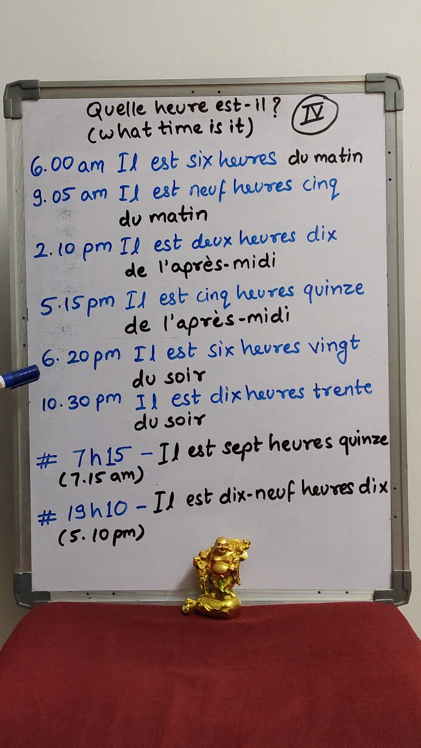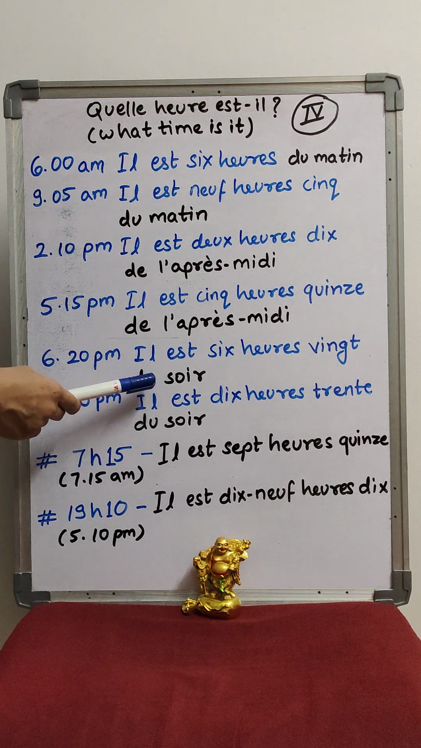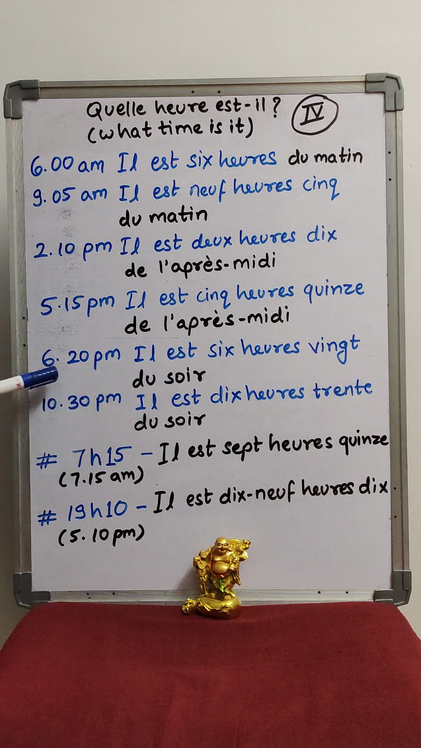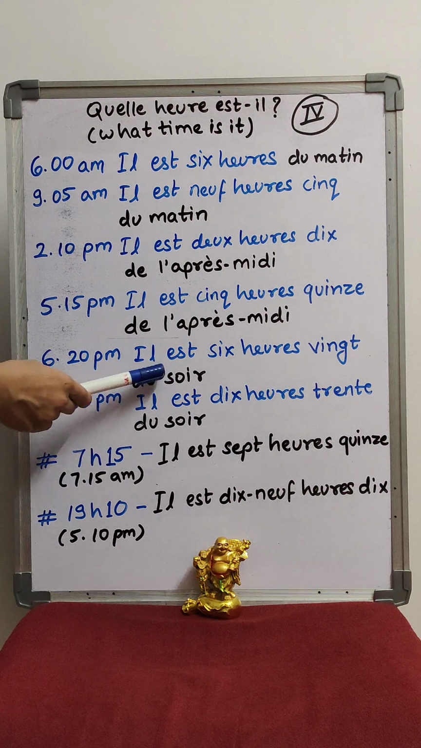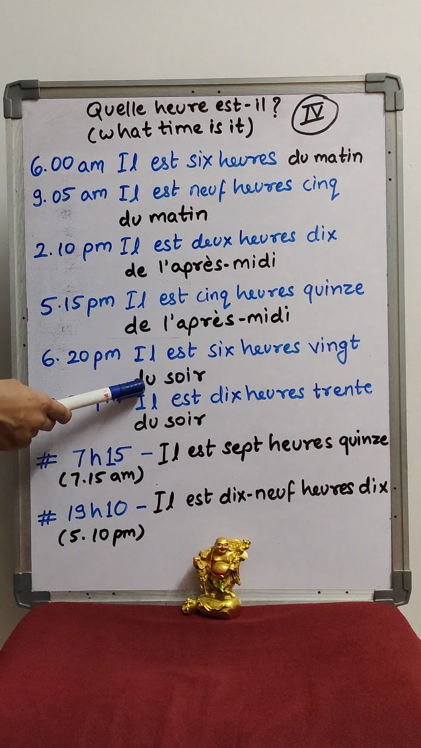Now if I am talking about 6:20 p.m., from 6 p.m. onwards we use evening time. We do not use night here. We only write soir, that is evening. You remember I told you in my salutation video. 6:20 p.m. is il est 6h20 du soir. That means you are talking about evening 6:20.